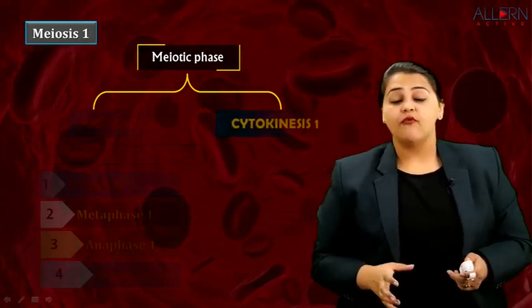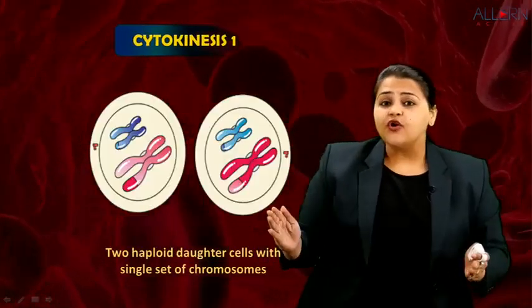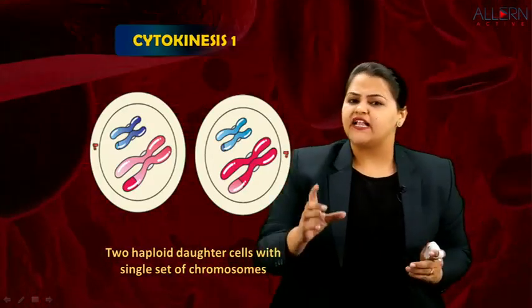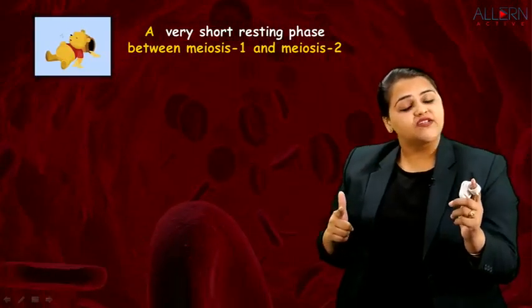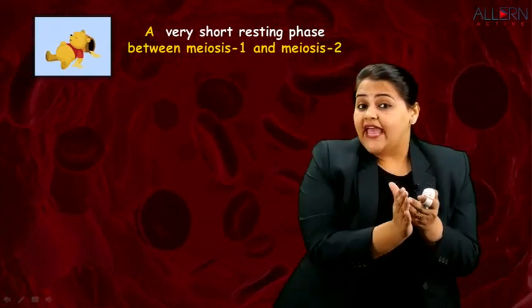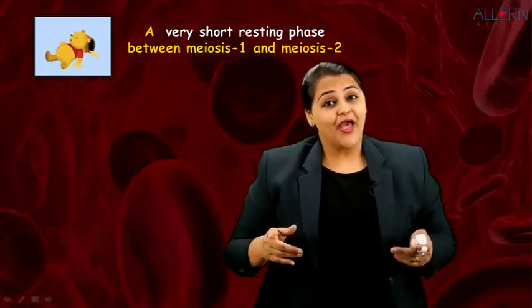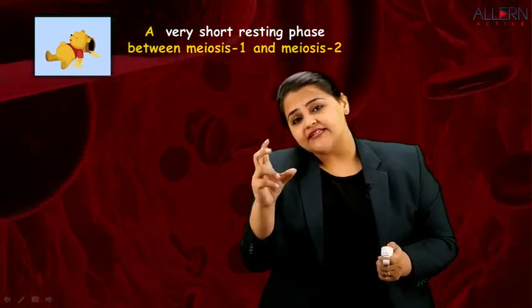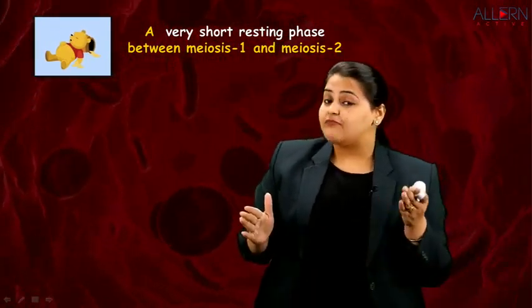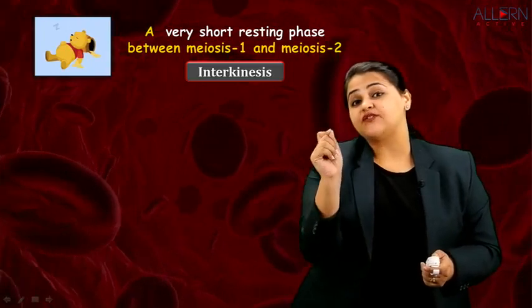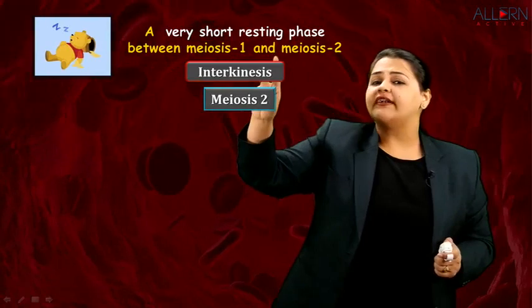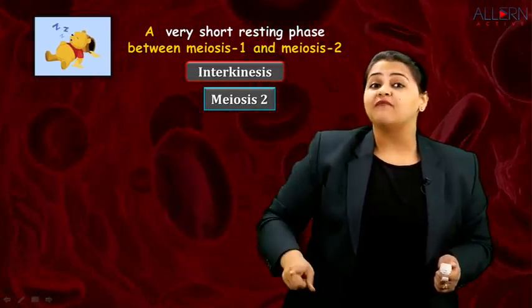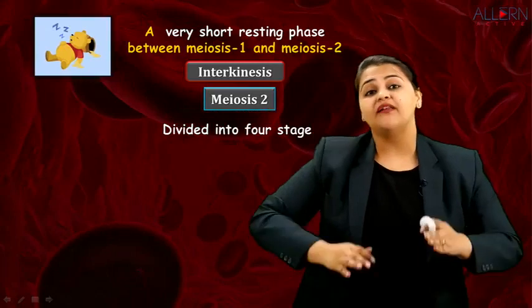And now is the time for cytokinesis 1. So after all this, there are two haploid daughter cells with a single set of chromosomes which are going to be formed. That's cytokinesis 1. Now, the moment cytokinesis 1 ends, meiosis 2 has to start. But a very short resting phase between meiosis 1 and meiosis 2 is going to be there. That's going to be a very small gap, and that gap is called interkinesis. And the moment interkinesis ends, we have the start of meiosis 2, which is exactly similar to mitosis.